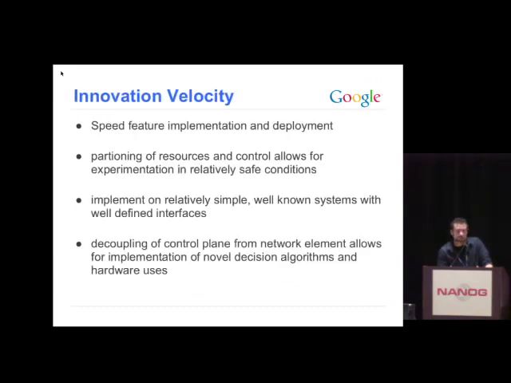From an innovation velocity perspective, which is primarily speaking to the last point, being able to partition resources means that I can use pretty well-known development techniques in order to start to do basic software engineering for new protocols very quickly. Right now, it takes me a long time to get a new protocol into a device. I want to move faster.